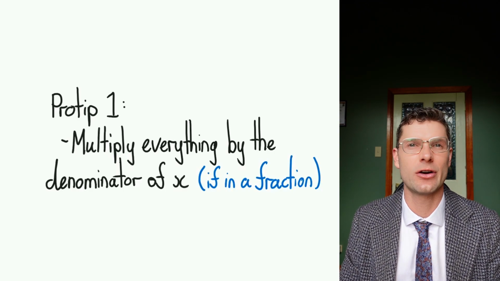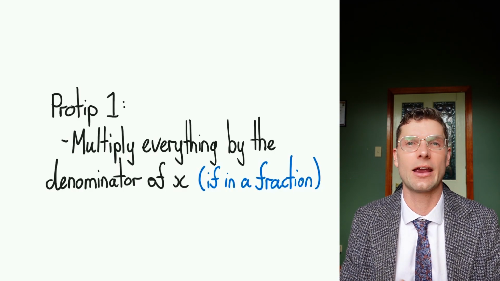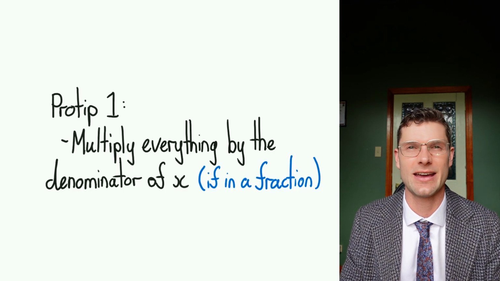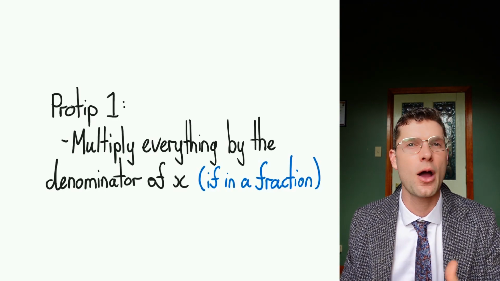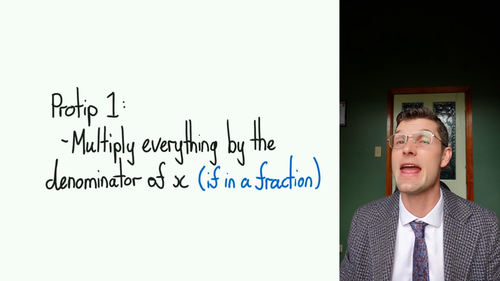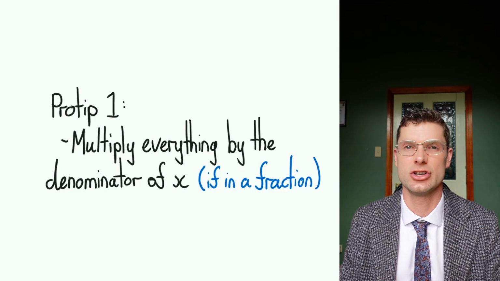This does get a little bit tricky when we've got two fractions. We're going to have to multiply by the highest common factor there, but that's the first pro tip I want you to take. If there's a fraction, multiply everything by the denominator, and you will get just whole numbers left.